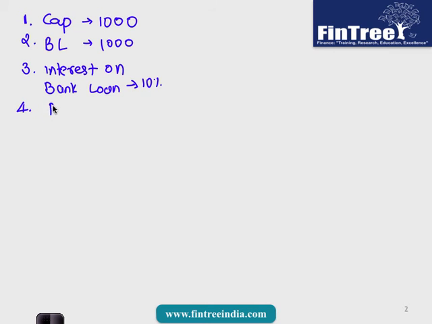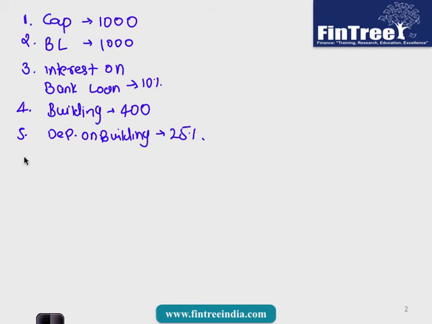Let us purchase a building of 400. Let us charge depreciation on building at 25% of the value of the asset. Let us make sales of 4000, 50% in cash.